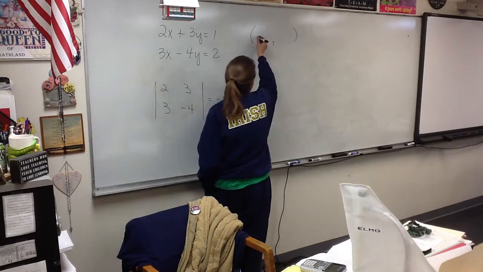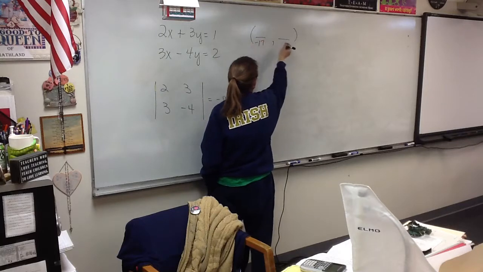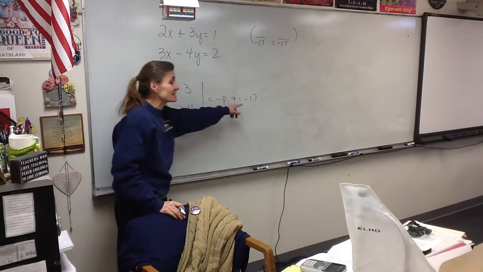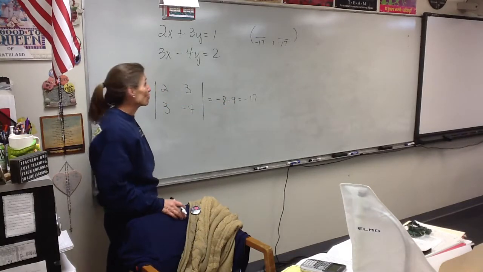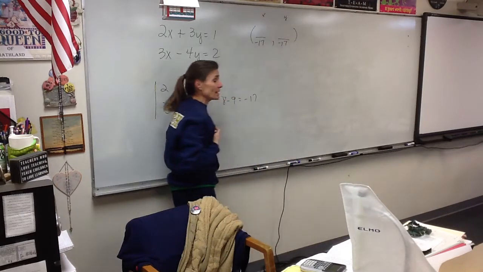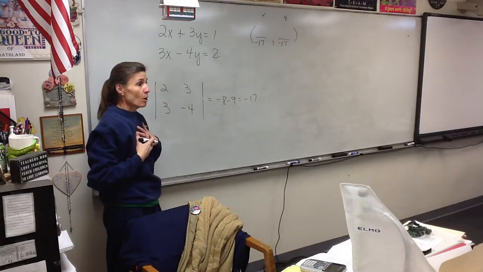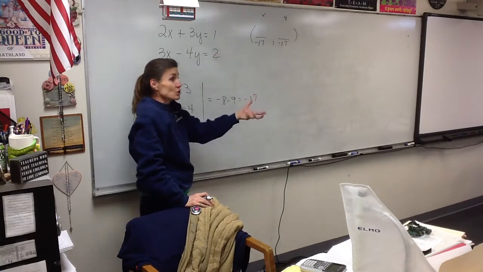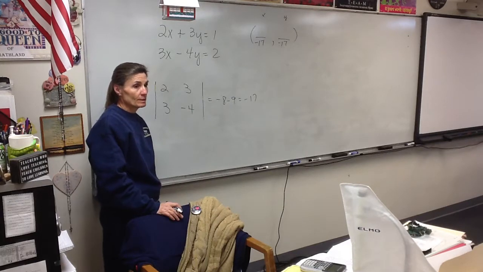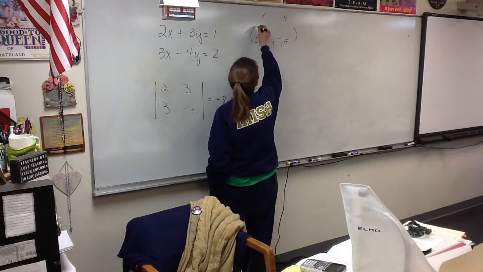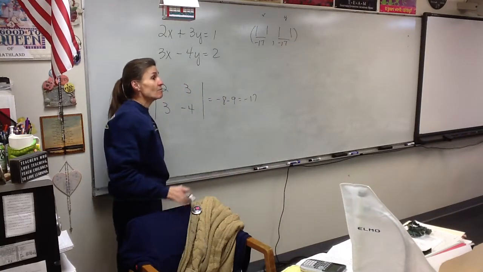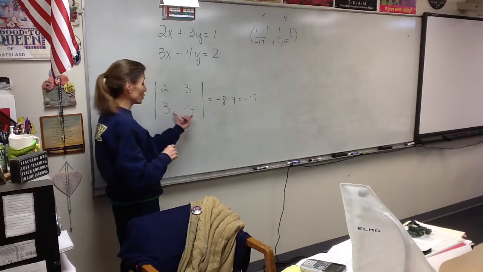Exactly. So whatever X and Y turn out to be, they are fractions, and their denominator is negative 17. Remember, I am looking for an X and a Y, just like I do when I substitute and eliminate. Only my X and Y are fractions this time over negative 17. Now, I need to figure out what the numerators are. And as Katie said, they are other determinants. They're going to look like this.